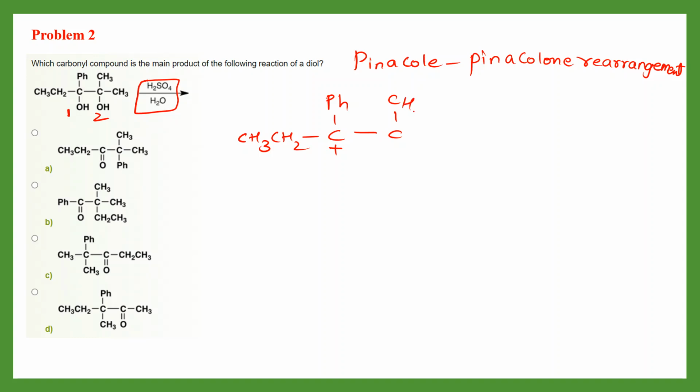Very good, Suman. So, in pinacolone rearrangement, first protonate that hydroxyl, which is going to give you a more stable carbocation. Next step, can anyone tell me? Migration of methyl group. Reason behind that?